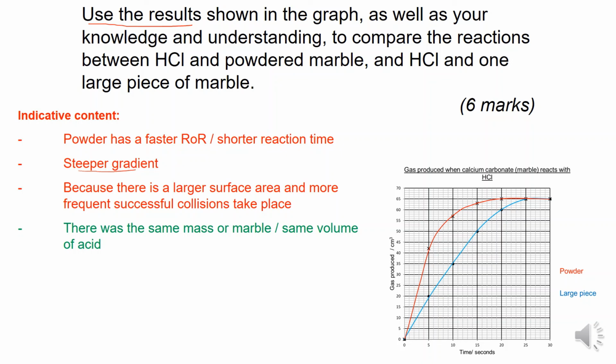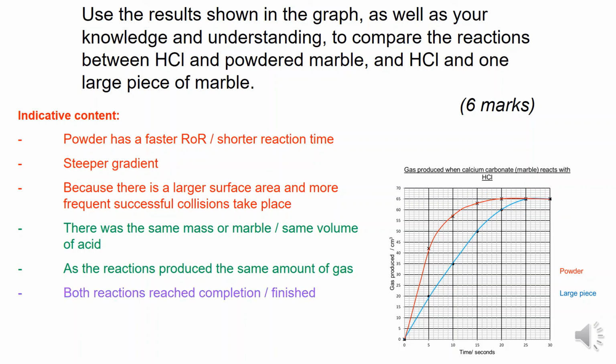Now, something I could mention is that there was the same mass of marble or same volume of gas. Now, how can I tell that? And that's because the reactions produce the same amount of gas. Both of these reactions produce 65 centimetres cubed. Again, I'm using the graph to give me that information. Something else I could mention would be that both reactions reached completion or finished. How can I tell that? Because the results plateaued.